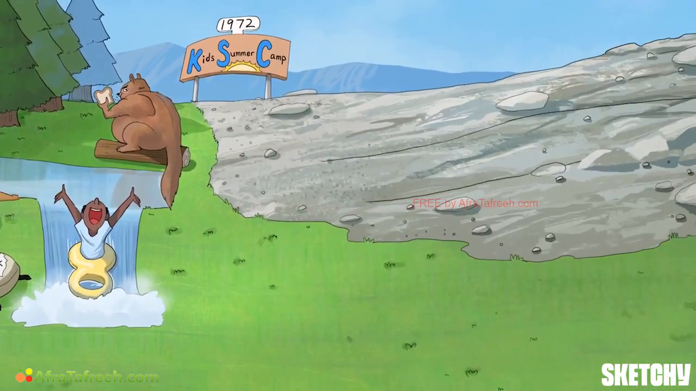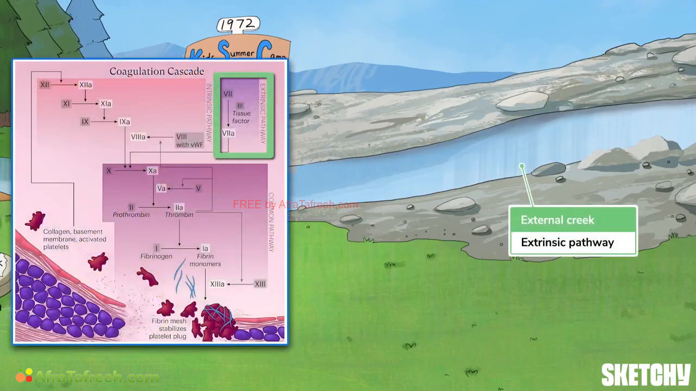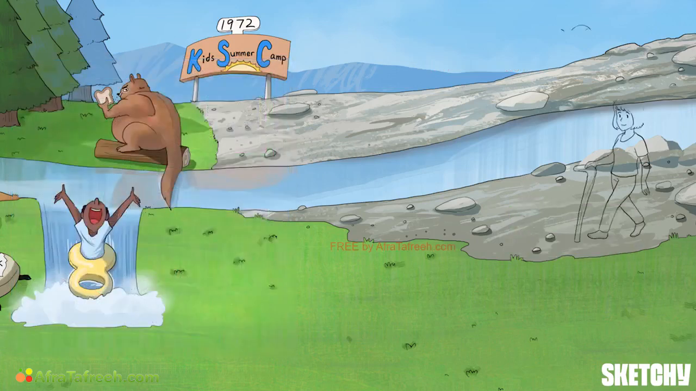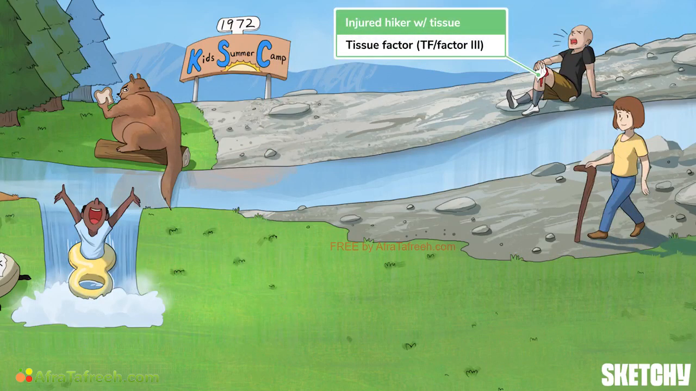Well, the forest isn't for everyone, but fortunately, this summer camp has a lot more to offer. Take this external creek. It's a bit more exposed to the elements and represents the extrinsic pathway, aka the tissue factor pathway. This pathway starts with tissue factor, that's factor 3, which becomes exposed to blood after injury to a vessel, and is represented here by this injured hiker nursing his bleeding knee with a tissue.